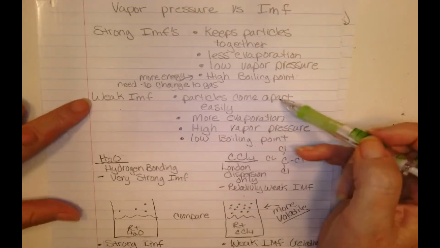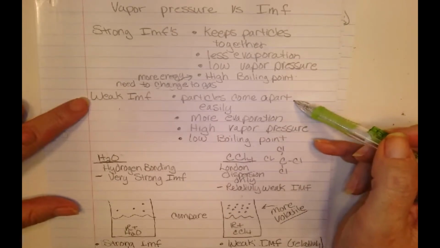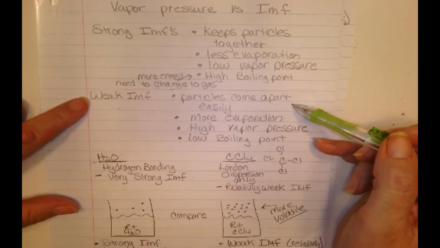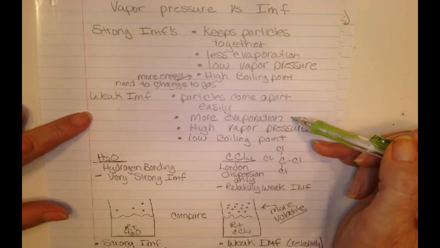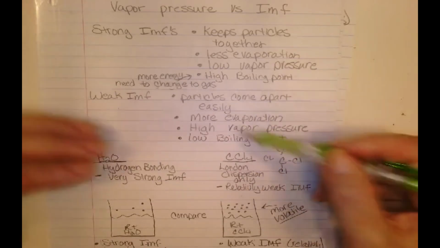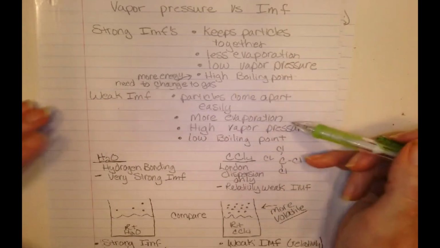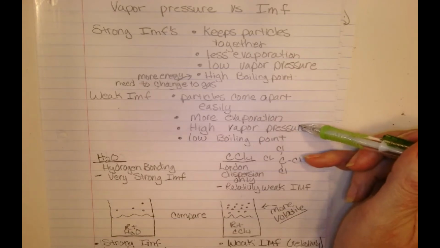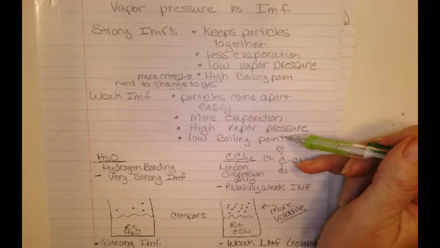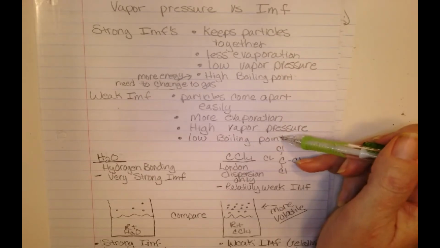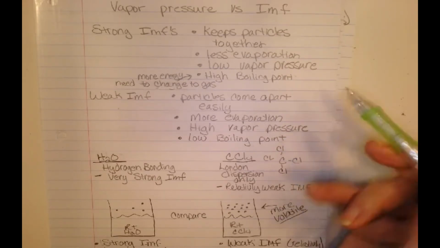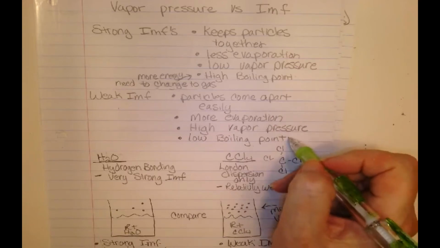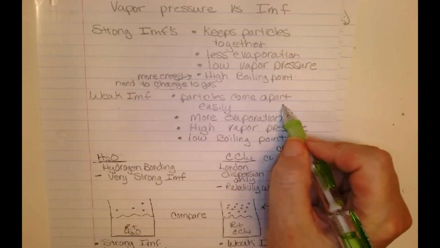If I have weak intermolecular forces, the particles come apart very easily, which means I have more evaporation, right? They can break apart and go into a gas, which means I have higher vapor pressure because I have more gas above that liquid. It also means I have a low boiling point. I don't need a lot of energy to rip apart those molecules and go from a liquid to a gas because they come apart very easily.